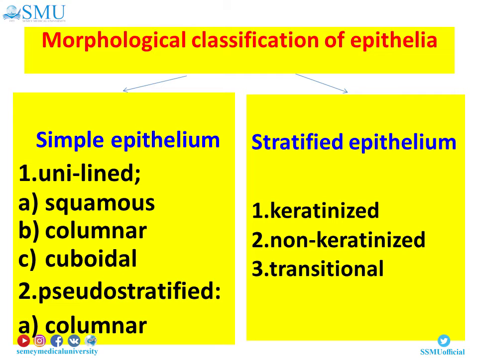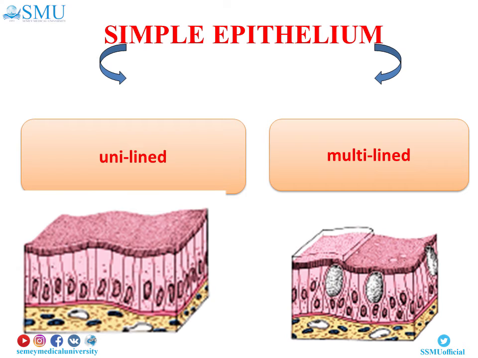Simple epithelia are divided into squamous, columnar, cuboidal, and pseudostratified. Stratified epithelia can be keratinized, non-keratinized, and transitional. Simple epithelia also can be unilined and multilined. In the unilined epithelia, cells have equal shape and their nuclei lie on the same level, forming one line. In multilined epithelia, cells have different shape and height, and so their nuclei lie on different levels, forming few lines. So this epithelium seems like stratified. Another name is pseudostratified epithelium.